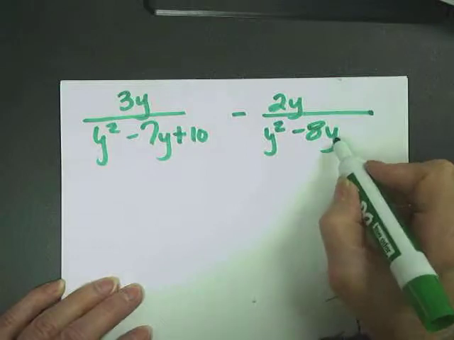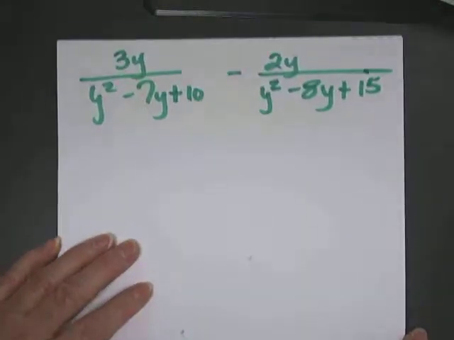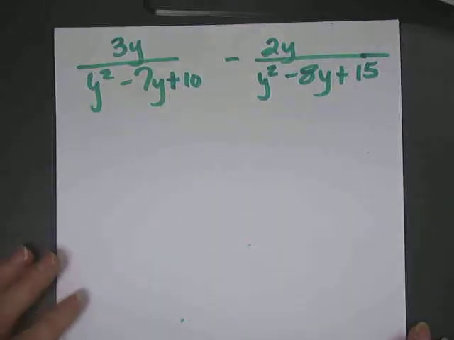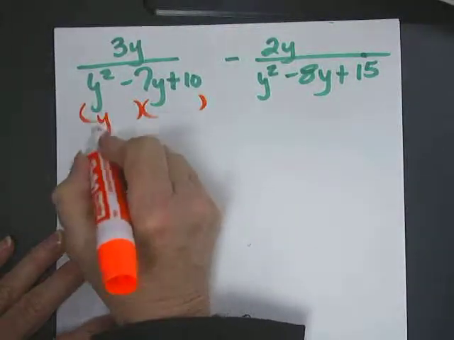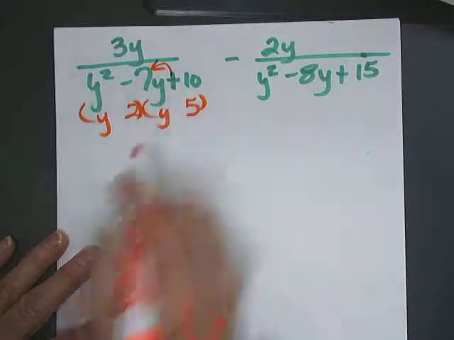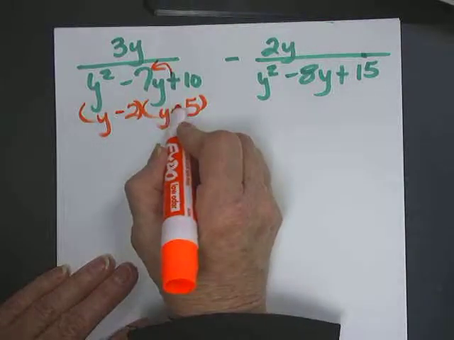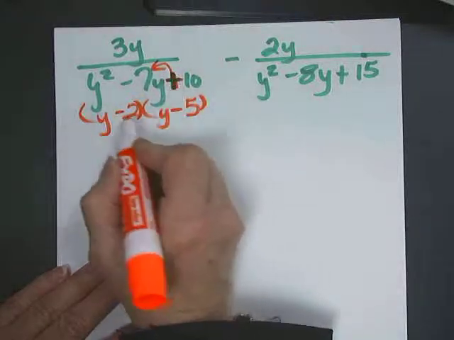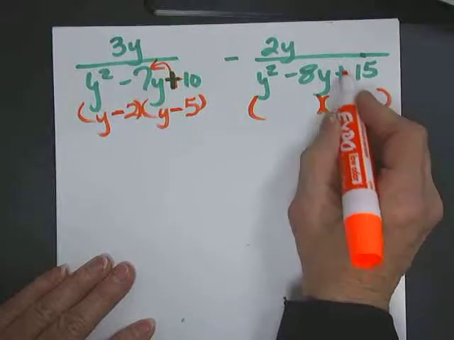Okay, and another subtraction. Okay, 3y over y squared minus 7y plus 10, minus 2y over y squared minus 8y plus 15.